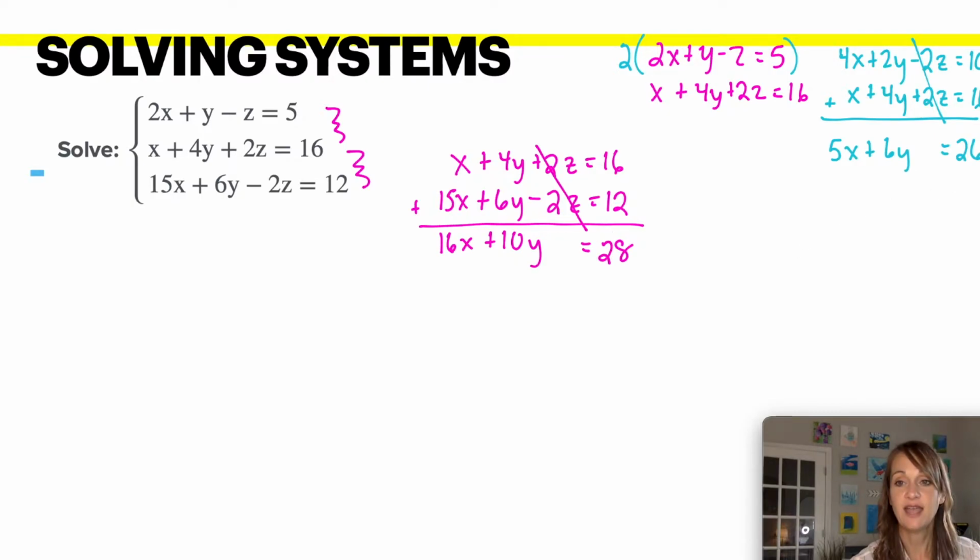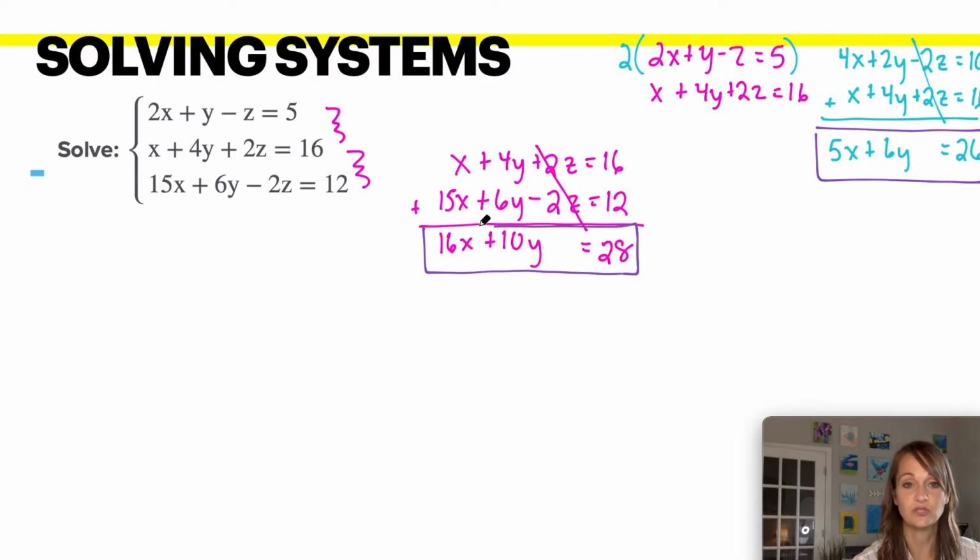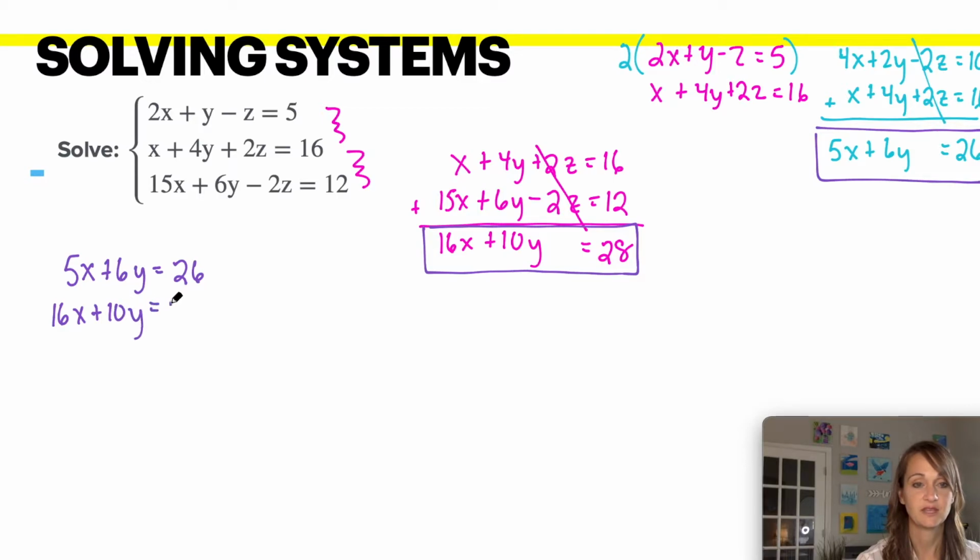So if you notice, now I have a system of equations with 2 variables. And now I have 2 variables with 2 equations that I can now solve for. So I need to determine whether I'm going to eliminate the x or the y. So the least common multiple between 5 and 16 is going to be 80.